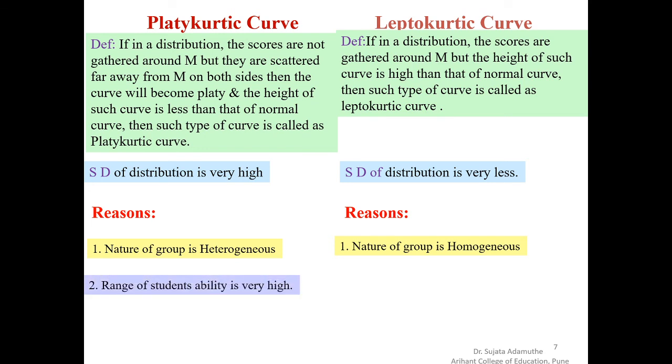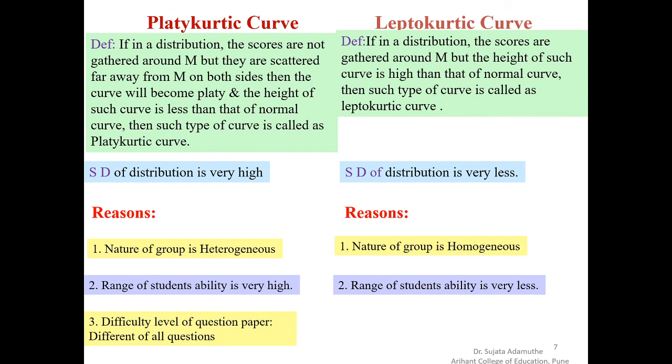Here the range of students' ability is very high, as discussed previously. Then here the range of students' ability is very less. That means either average or weak, less ability or high ability, and so the height comes higher than the normal probability curve.